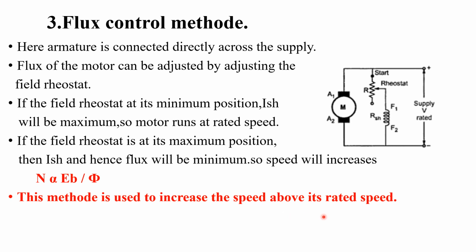This point is also very important. So these are the major things about the speed control methods of a DC shunt motor. The rheostatic control method and the voltage control method, these two methods are used to reduce the speed of the motor below its rated speed. And the third method, the flux control method, is used to increase the speed of the motor above its rated speed.